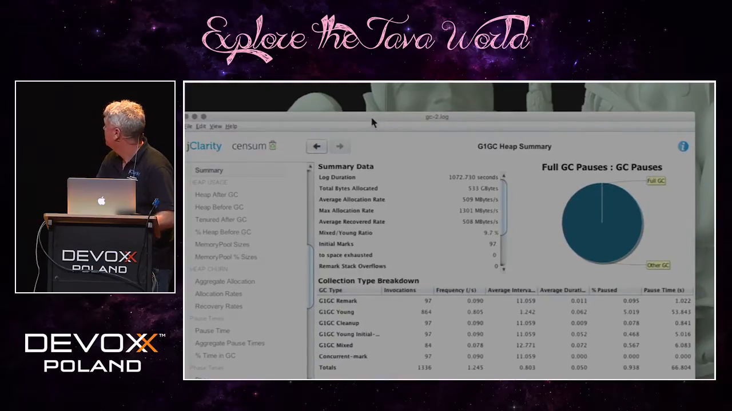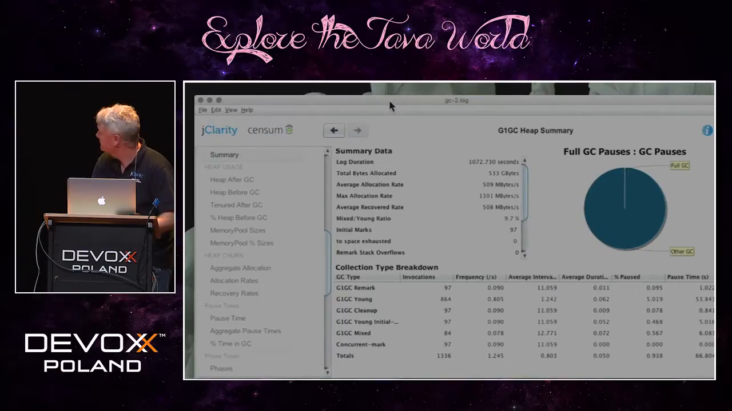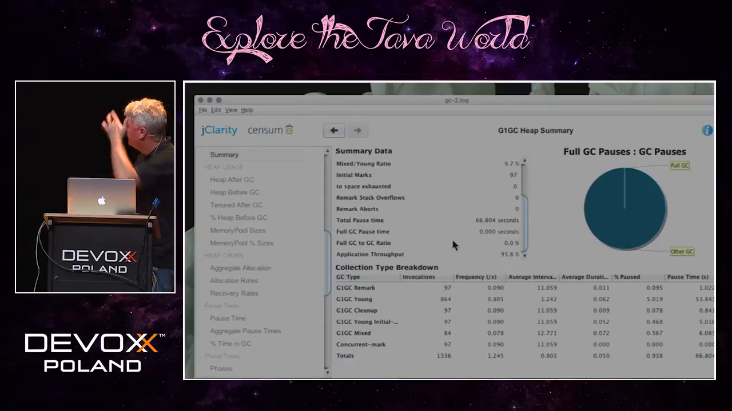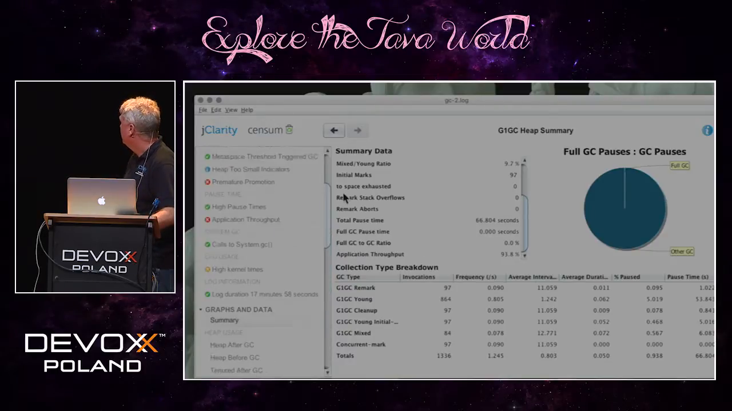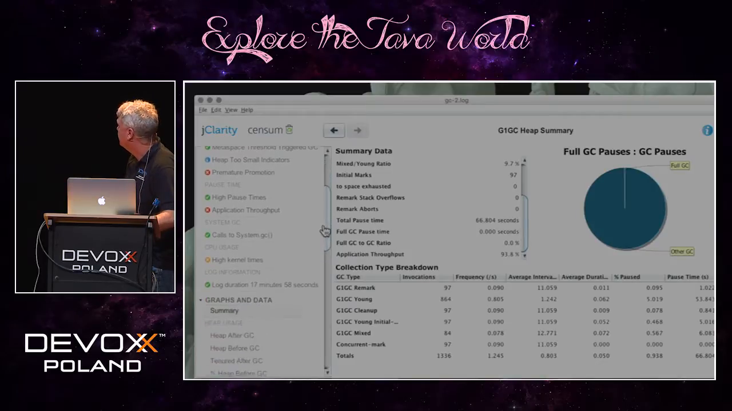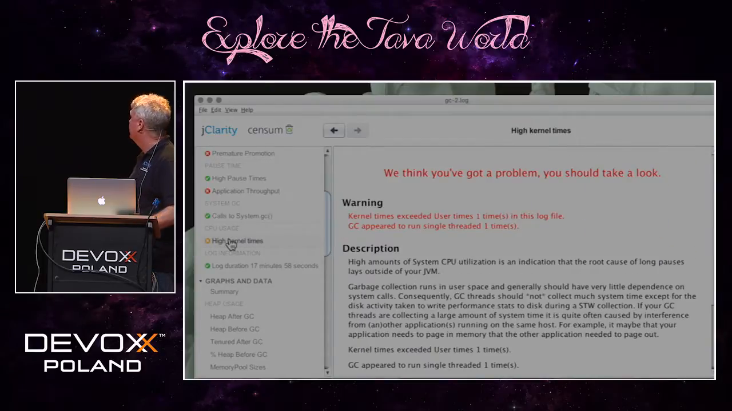Okay, so this is our tooling that we wrote for doing GC log analysis. As you can see here, we ingest the GC log and we actually do a lot of stuff on it. We can look at a lot of different metrics that we have, like just analytics. For instance, this one's complaining about high kernel times.